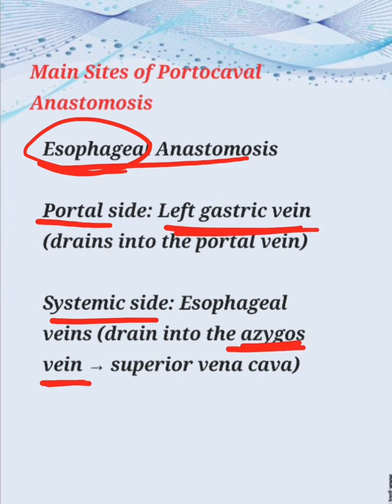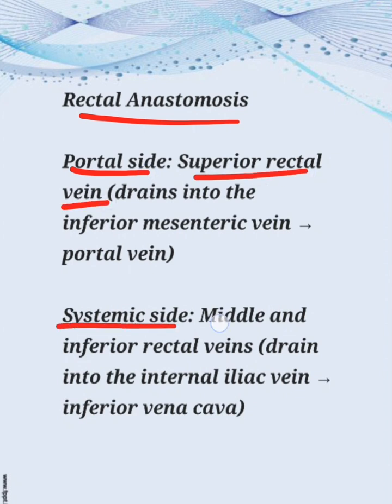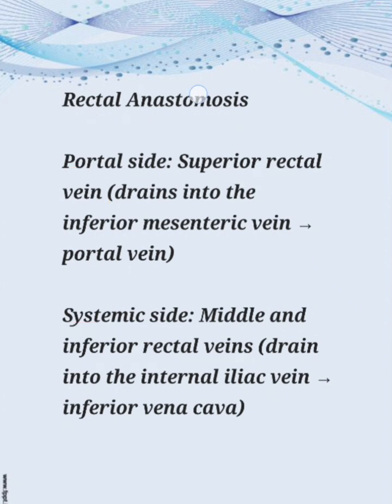Second is the rectal anastomosis, which takes place in the rectum. The portal vein is the superior rectal vein, whereas the systemic veins are the middle and inferior rectal veins. The superior rectal vein anastomoses with the middle and inferior rectal veins. This is referred to as the rectal anastomosis.